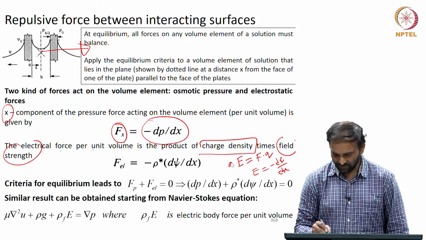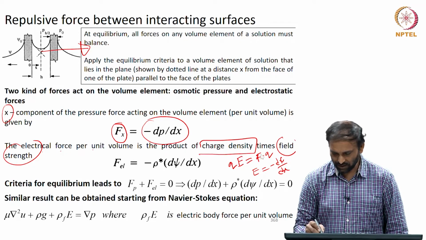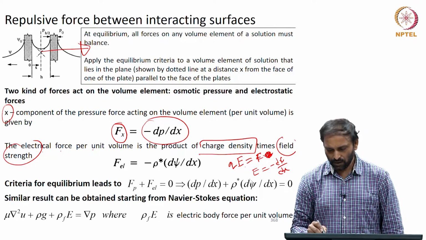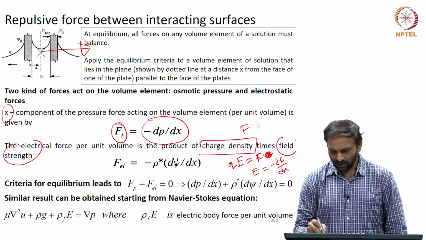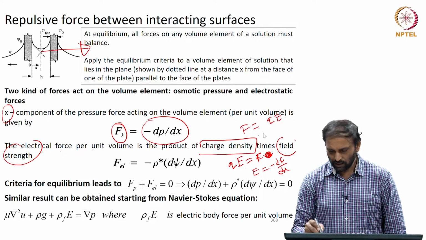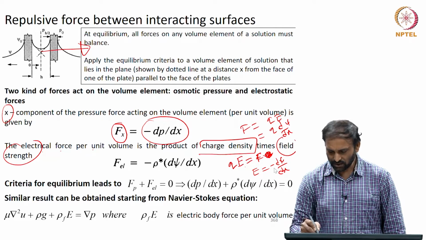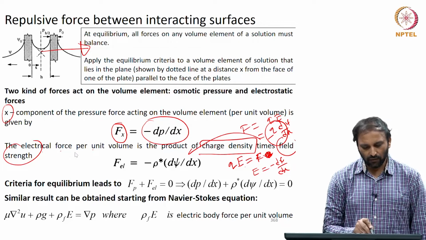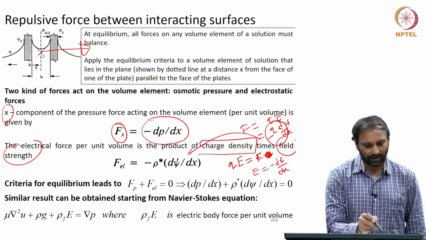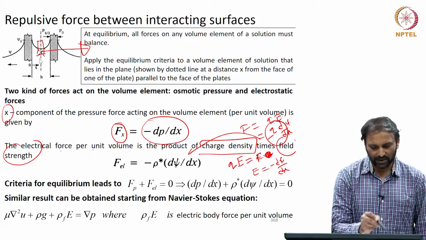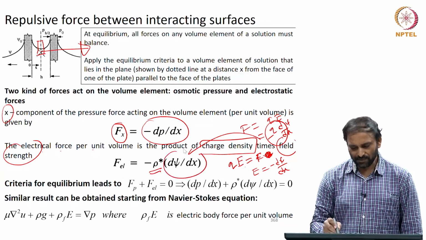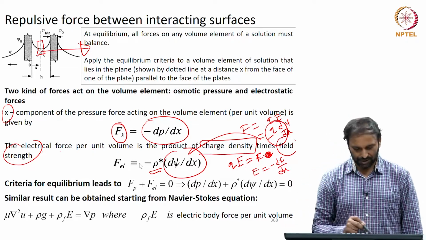Sorry, this is force per Q, right. So, F is E times Q, and therefore I can write F as Q times E, that is Q times minus d psi by dx, with a minus sign here. So, one could write the electric force per unit volume acting on the fluid element as the charge density rho star times the gradient in the potential.